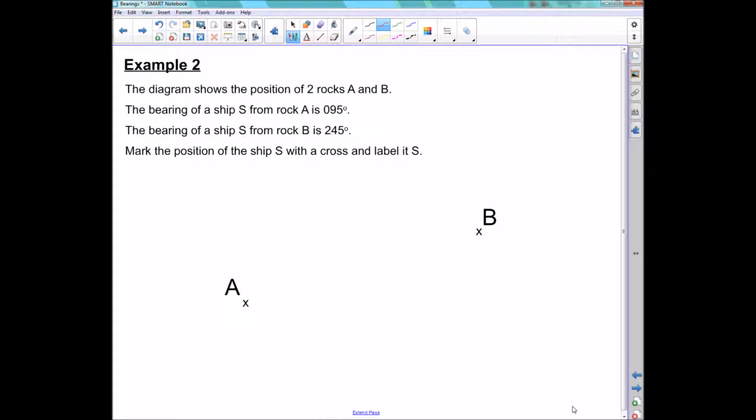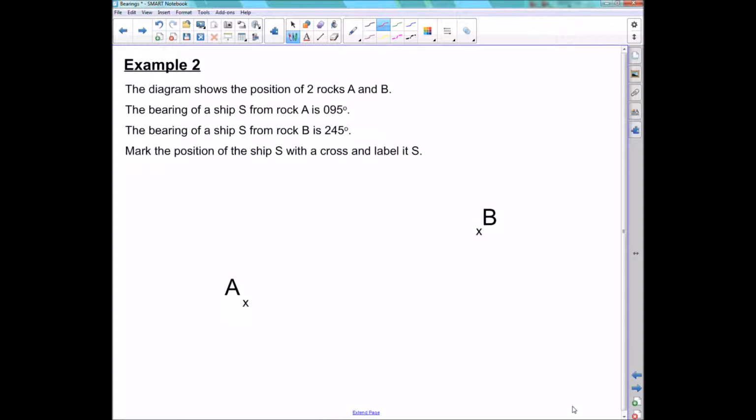So another question they could ask you to do with bearings is find the position of something given some information on that thing which involves bearings. So in this example, I've got a diagram which shows the position of two rocks A and B. The bearing of a ship S from rock A is 95 degrees. The bearing of ship S from rock B is 245 degrees. And I'm asked to mark the position of the ship on the diagram.